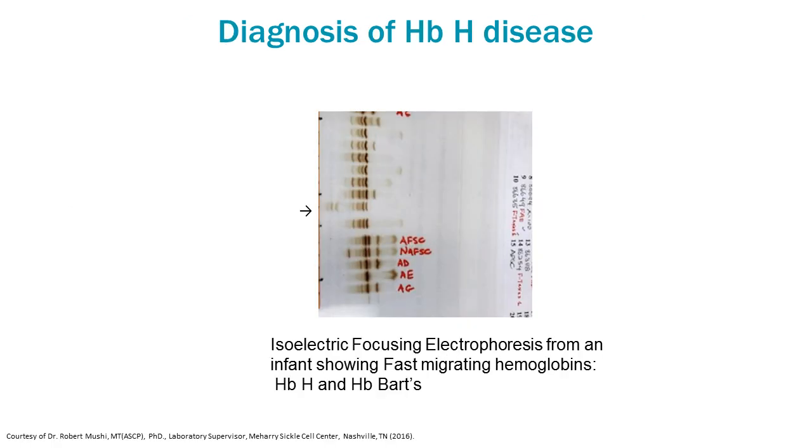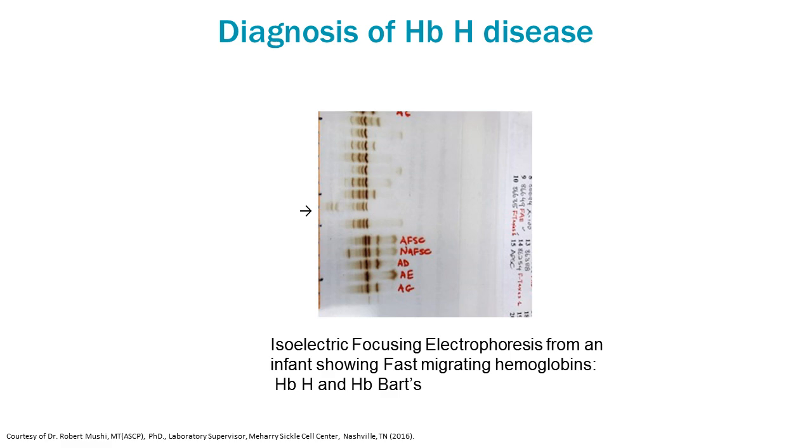Here we have a 3-month-old infant, and this is an IEF electrophoresis, and you can see where the arrow is pinpointing. You can see some fast migrating bands. You can see 3. The very first one is hemoglobin H. The next one is Bart's, and the others, you can see others that are very faint, they are multimers of beta and gamma globin chains.